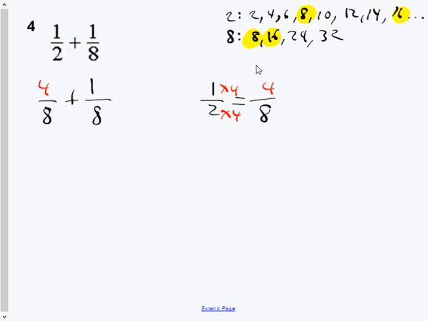So instead of saying 1/2 plus 1/8, I can say 4/8 plus 1/8. And now we're just going to add our numerators. 4/8 plus 1/8 will be a total of 5/8.